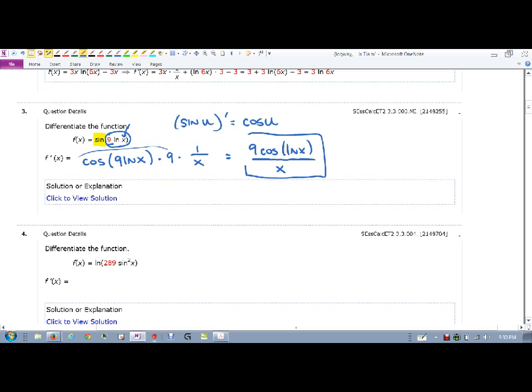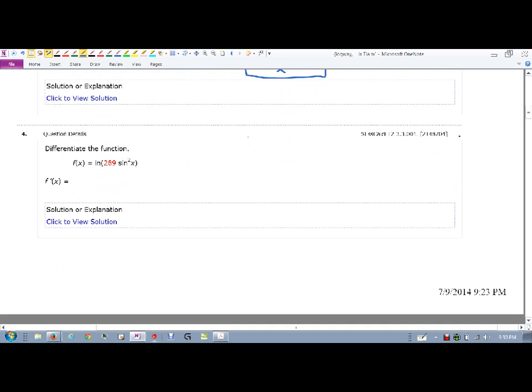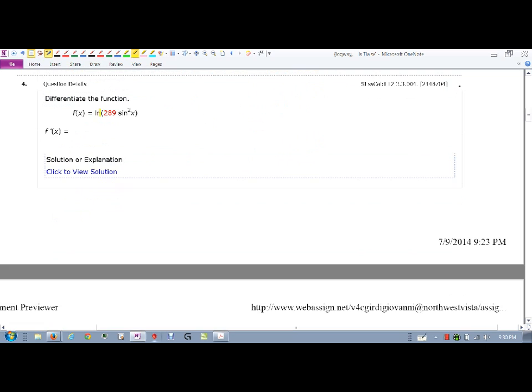Okay. Next. We're taking the derivative, chain rule again, natural log of something here. This whole thing is a u. The derivative of natural log of u is 1 over u times u prime. So I'm going to do 1 over u, but u is 289 sine squared x. Then times the derivative of this. Now 289 is a constant.